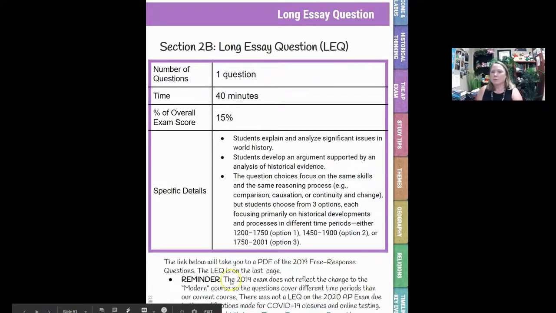And then second semester we're going to get into the long essay question where they have 3 different ways that they can answer it. They can answer it as a comparison, as a cause and effect essay, or as a change and continuity over time essay. So we really have to teach 3 different styles of writing to write this one essay question on the exam.